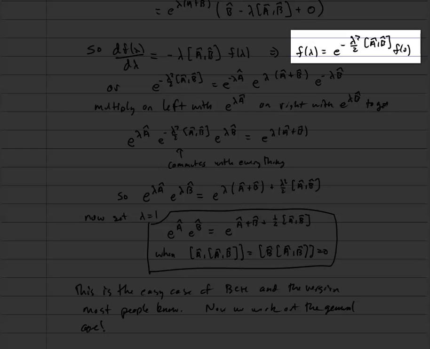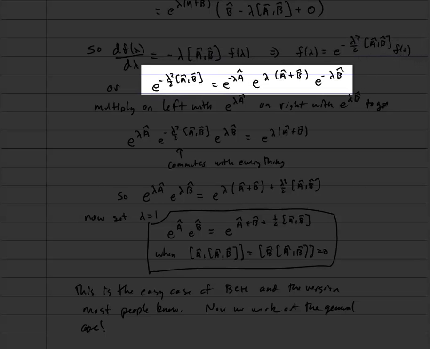F of lambda equals 0 is just equal to 1, because when I set lambda equals 0, e to the minus lambda a is 1, e to the lambda a plus b is 1, and e to the minus lambda b is equal to 1. So f of lambda is just equal to e to the minus lambda squared over 2 commutator of a with b. So we've determined this equation here: e to the minus lambda squared over 2 commutator of a with b is e to the minus lambda a, e to the lambda a plus b, e to the minus lambda b.